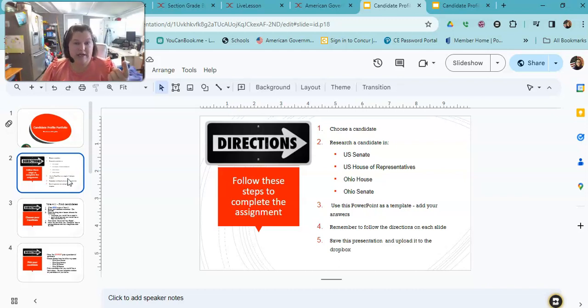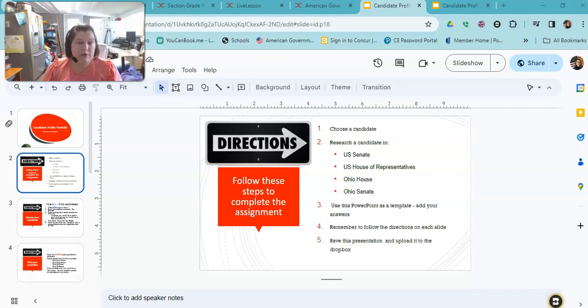First you're going to pick a candidate, okay? Like I said, you cannot pick president, but you can pick a candidate that is running for United States Senate, United States House of Representatives, the Ohio House, or the Ohio Senate. Sherrod Brown, Matt Dolan, Frank LaRose are some of the people running for U.S. Senate. For the U.S. House, you're going to need to look and see what district you're in to see who's running for that. The same goes for the Ohio House and Ohio Senate, to figure out what candidate you would like to pick.